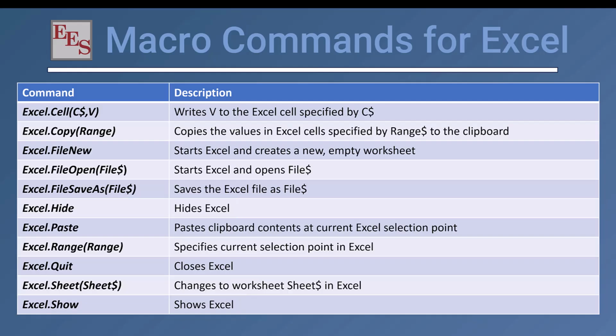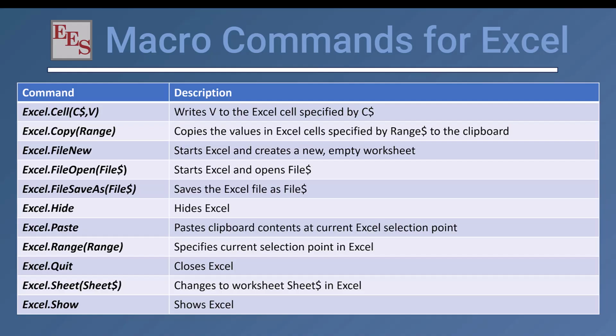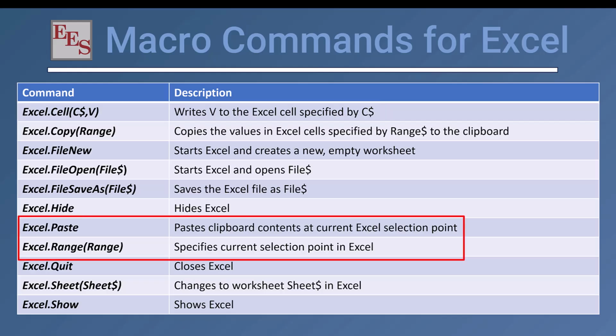And then once you have Excel open and you have a certain worksheet open, you're going to want to do things like copy data from Excel and then put data back to Excel. If you want to copy data from Excel, there are some useful commands to do that. So the copy command here, you give it a range and you can copy that to the clipboard and then paste it into EES. And if you want to put stuff back into Excel, you can use Excel.cell here, which just puts things into one specific cell in Excel. Or if you want to, you can specify a range of cells using the Excel.range command here, and then use Excel.paste to paste everything that's in the clipboard into Excel.